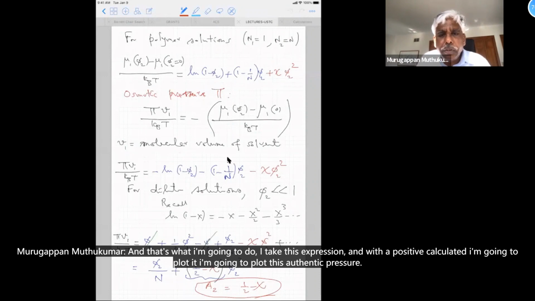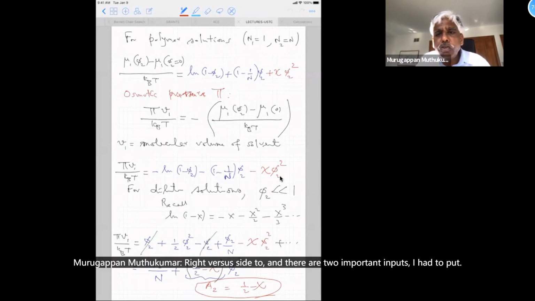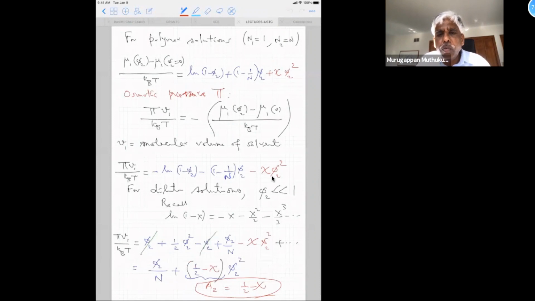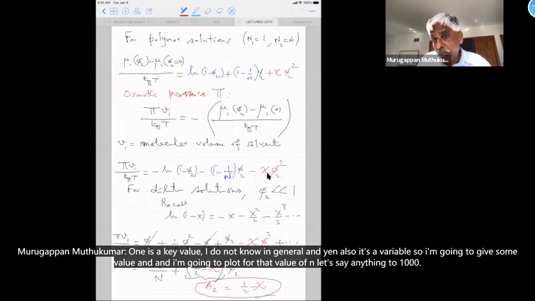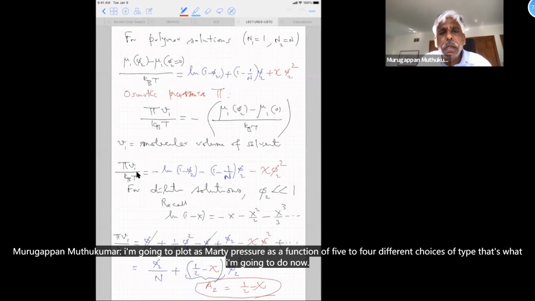I take this expression and with a pocket calculator, I'm going to plot it. I'm going to plot this osmotic pressure versus phi2. There are two important inputs I have to put. One is a chi value, which I do not know in general, and n is also a variable. So I'm going to give some value of n, let's say n is equal to 1,000, and plot osmotic pressure as a function of phi2 for different choices of chi. That's what I'm going to do now.